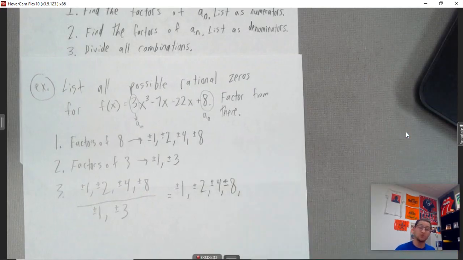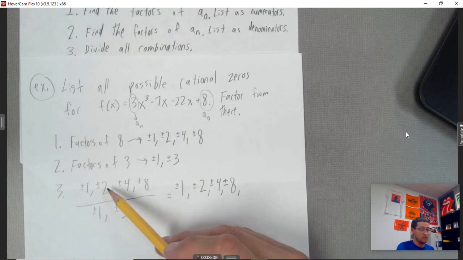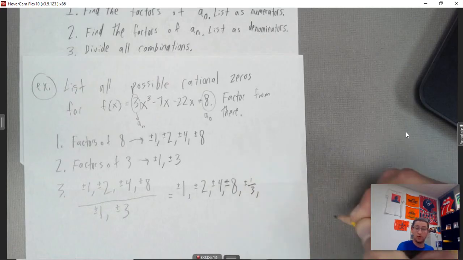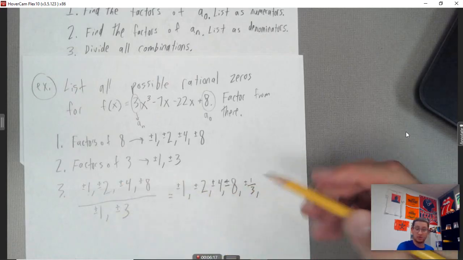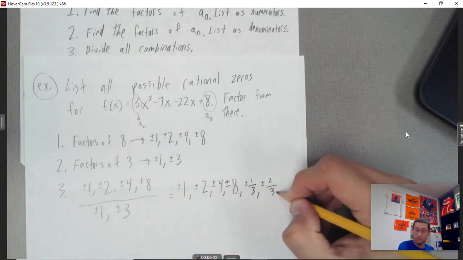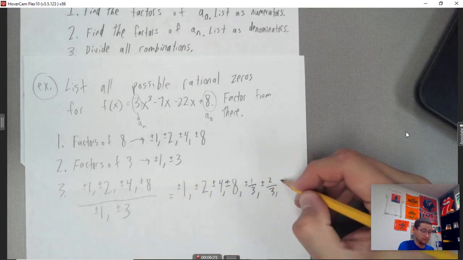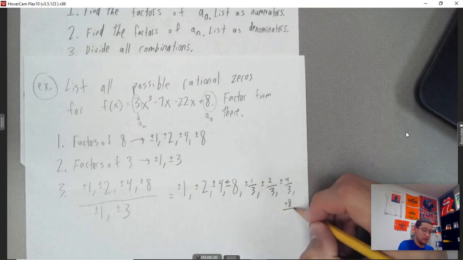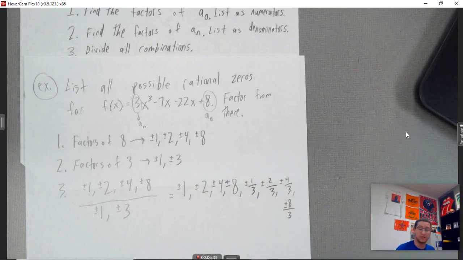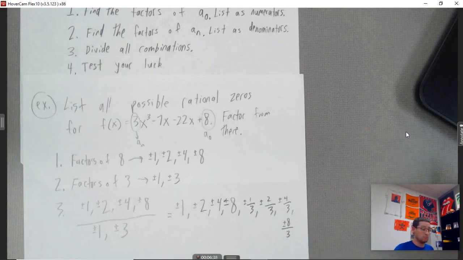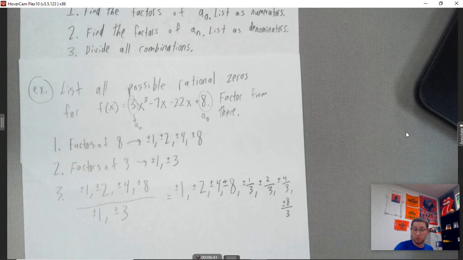Now for the other ones, I've also got fractions. That's where the rational zeros come into play. So I've got 1 divided by 3, so plus or minus 1/3. Over here I've got 2 divided by 3. Over here I've got 4 divided by 3. And finally I've got 8 divided by 3, so 8/3. Plus or minus for each of these. So those are my possible rational zeros.